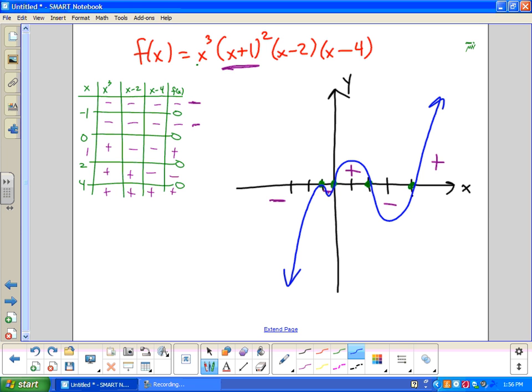It has 4 bumps. I said 3, but it kisses the axis. It has 4 bumps because how many unique factors are there? 1, 2, 3, 4. This has 3 factors here, I agree, x, but x happens 3 times. So, that is the curve. It is ugly, but it works.